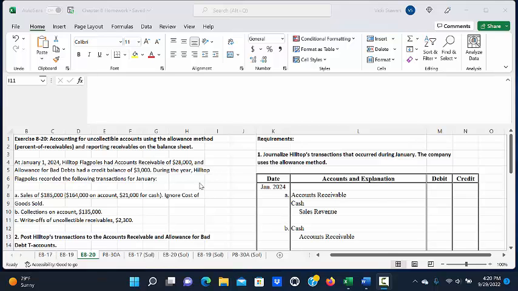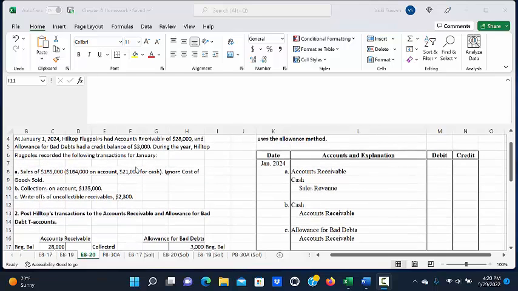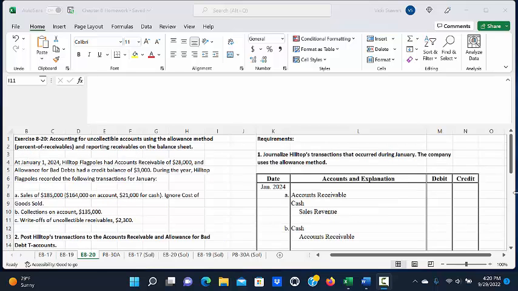This is a demonstration of exercise 820, accounting for uncollectible accounts using the allowance method, percent of receivables, and reporting receivables on the balance sheet. At January 1st, 2024, Hilltop Flagpoles had accounts receivables of $28,000 and allowance for bad debts had a credit balance of $3,000. During the year, Hilltop Flagpole recorded the following transactions for January, and the problem gives us the transactions for January that affected accounts receivables.